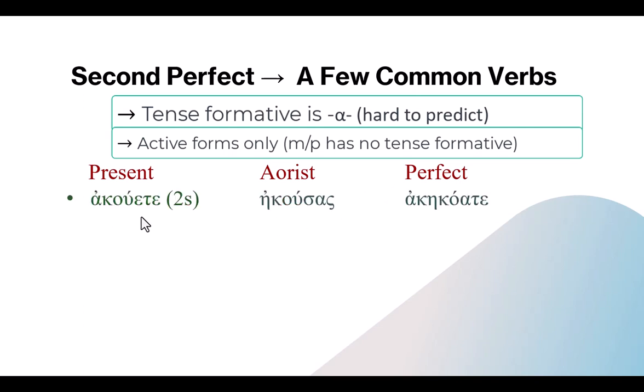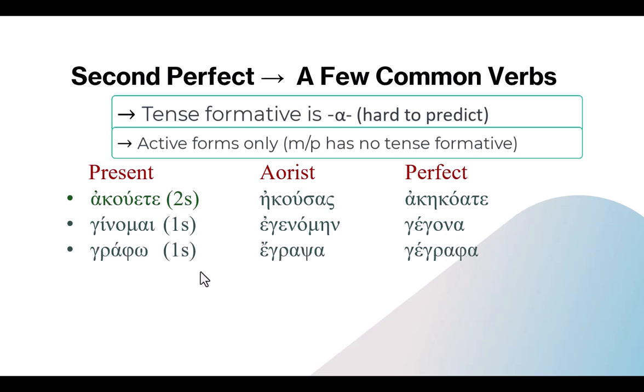So akouo, here's the second singular form, akekoas. In the aorist, it's akousas, but in the perfect, it's akekoas. Again, it's hard to predict exactly how this is formed, but the alpha kappa helps you to see that it is akouo. Another example is ginomai, and so in the aorist, that would be egenomen, and then in the perfect, it's gegona. Not easy to predict, but there it is.